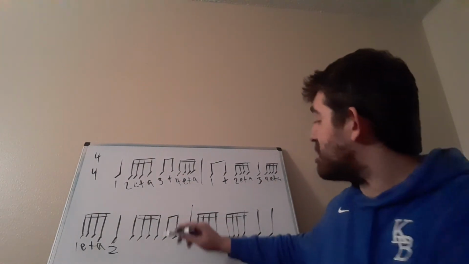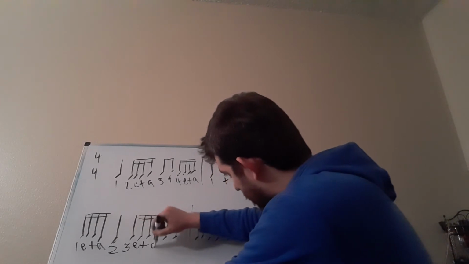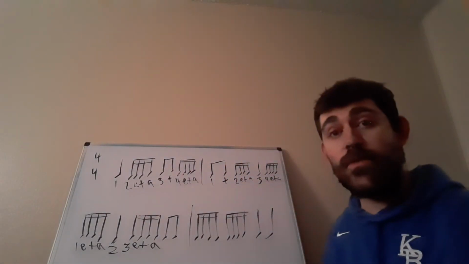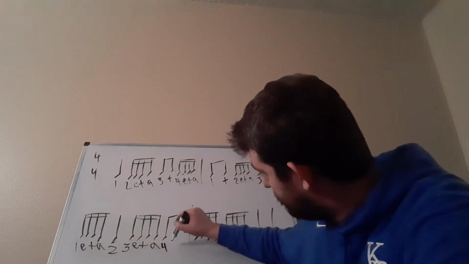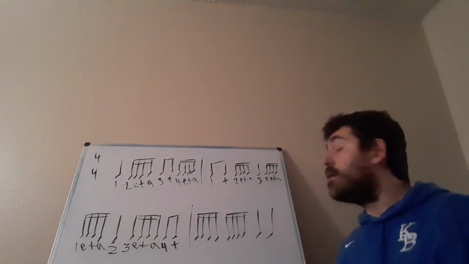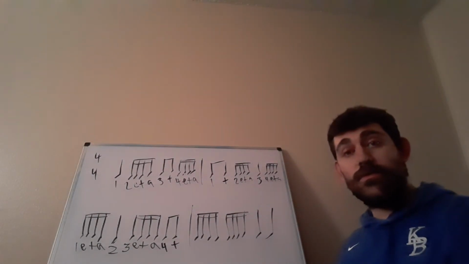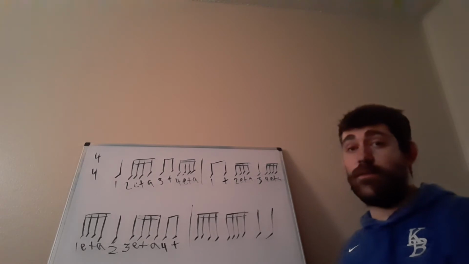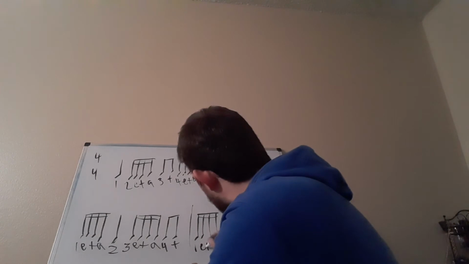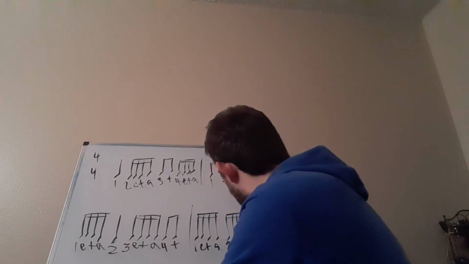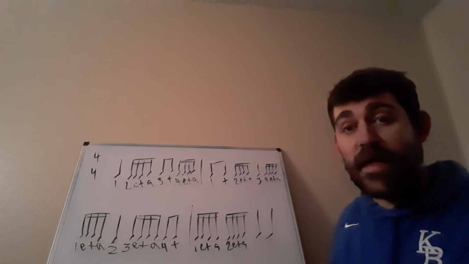Then we have 4 more 16th notes for beat 3. That's 3, E, and A. And then 2 eighth notes on beat 4. That's 4, and. Then the last measure, we have 8/16, 2 quarters. So with those 16th notes, we just count 1 E and A, 2 E and A. And then the last quarter notes are on beats 3 and 4.